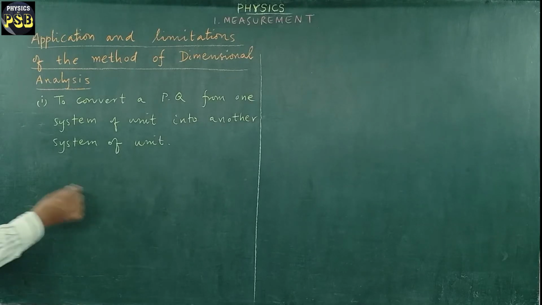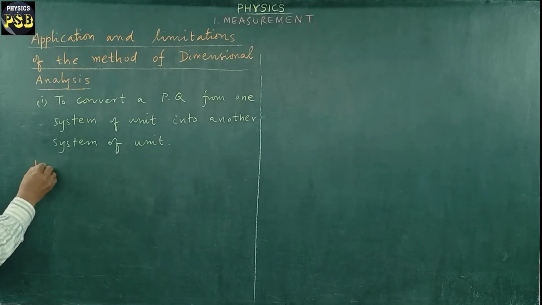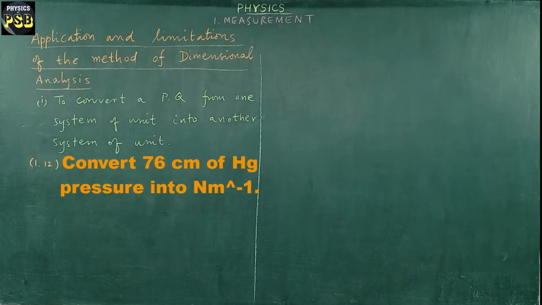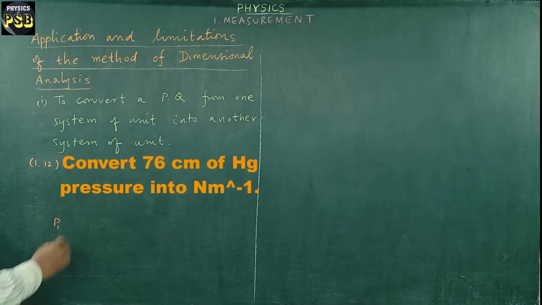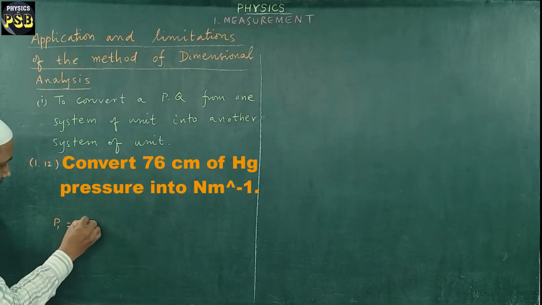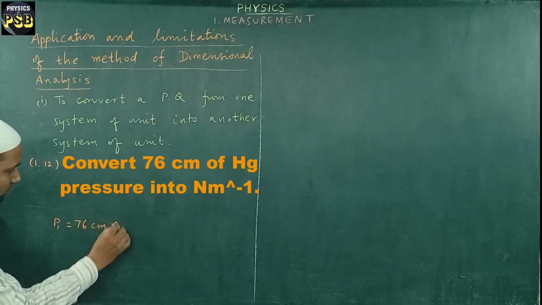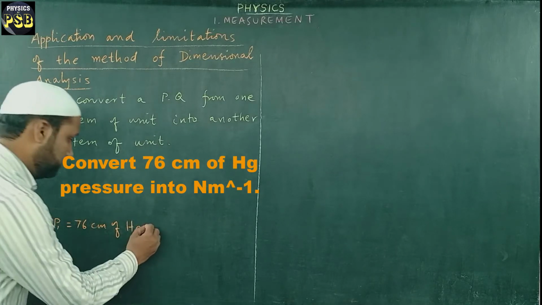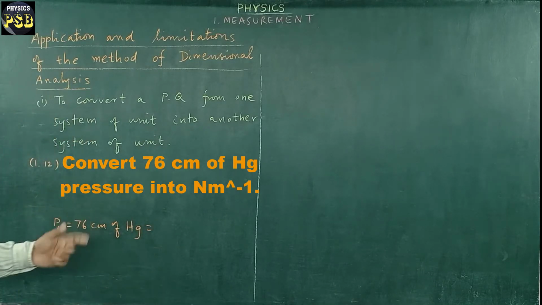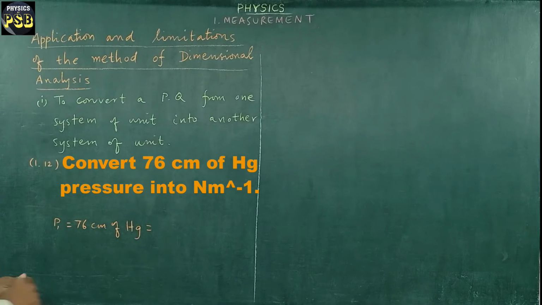Now take one problem, 1.12, in which pressure P1 is given, whose value is 76 centimeter of mercury. First, I convert this value into the CGS system.